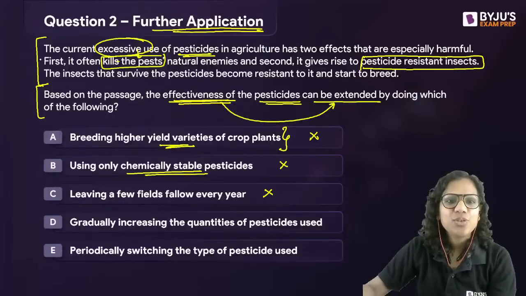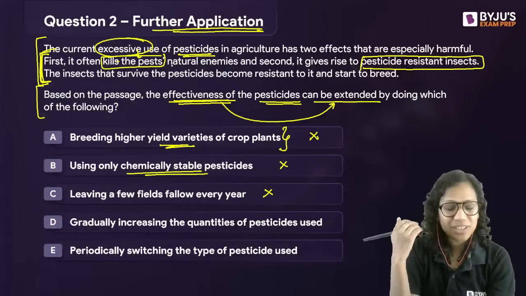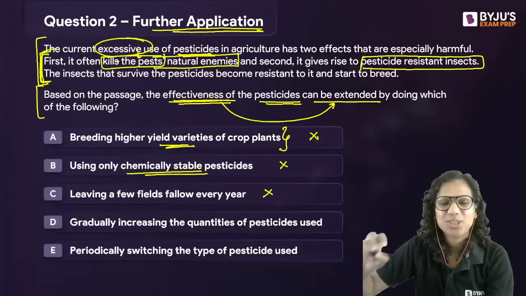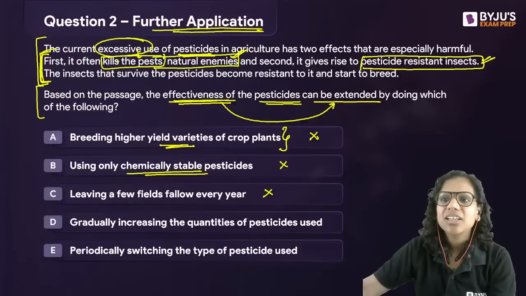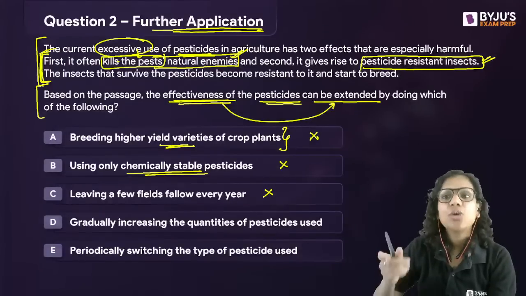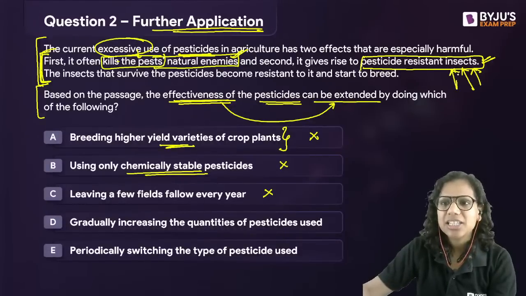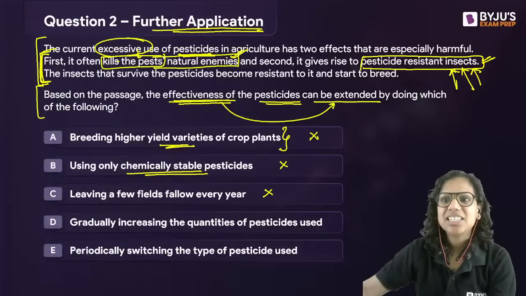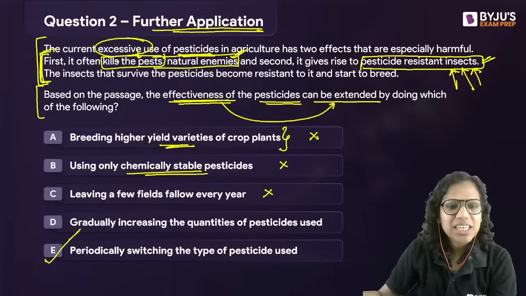See, these are the problems that you have to focus on. That the pests that are the natural enemies of pests are not killed. Sorry, killing the pests, natural enemies. That is what I should have highlighted. That the natural enemies of pests are not killed and insects don't become pesticide resistant. How can we ensure any of this? I think this can at least be tried if I keep on rotating my pesticides, then insects won't develop that resistance to one particular pesticide. So E is our answer.